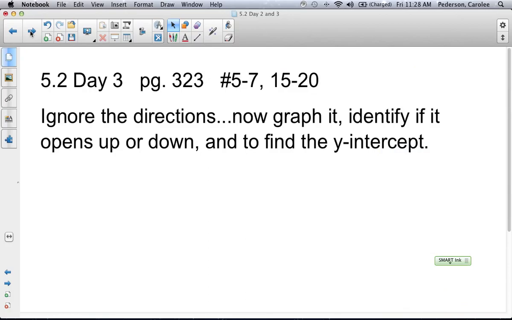Here is your assignment for 5.2, day 3. Page 323, 5 through 7, 15 through 20. Again, ignore the directions. Now you're going to graph those parabolas that you were introduced to in yesterday's assignment. You'll identify if the graph opens up or down, and you'll find the y-intercept.